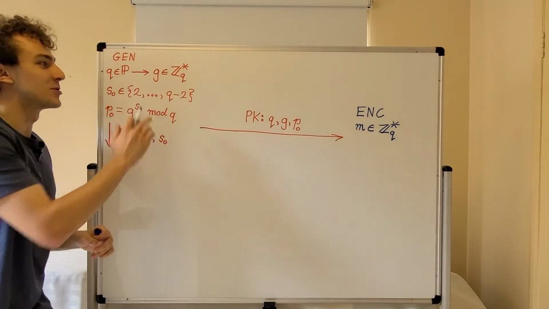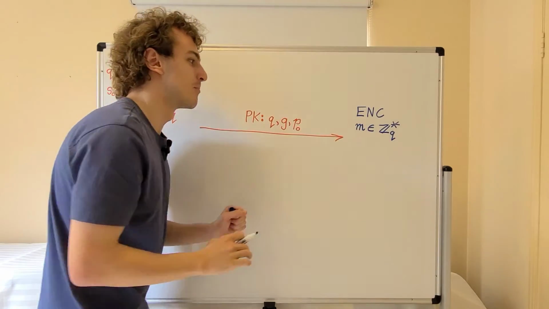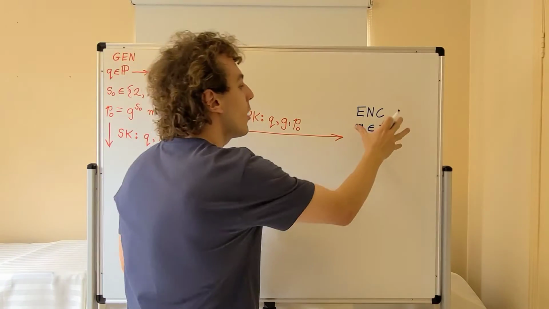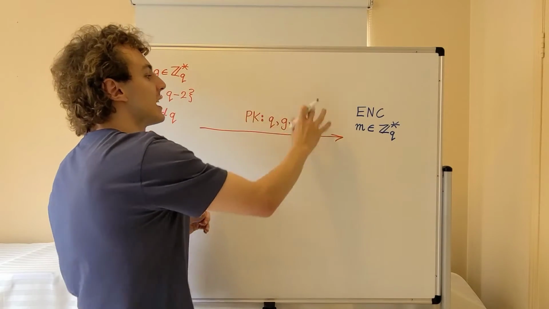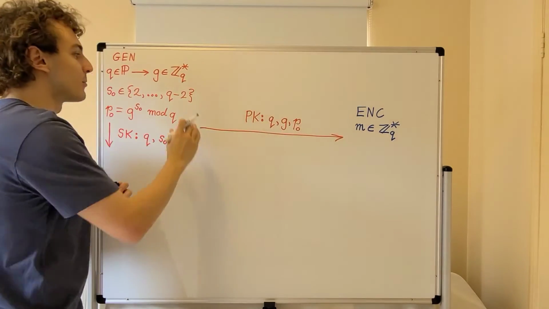And this generator is also not allowed to be 0. So let's have a look at how we can perform encryption. We're given this information in the public key, and we're going to do a similar procedure.